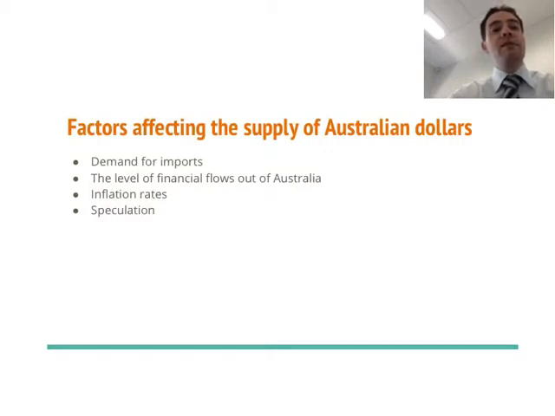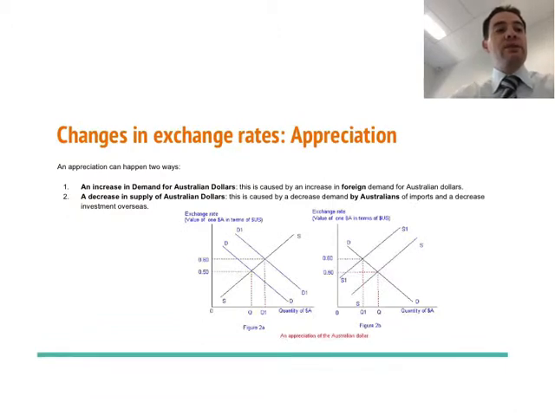Speculation is those people who are buying and selling foreign currencies, trying to make money off it in the short term. So if there's an increase in speculation, the Australian dollar is going to go up, so people are going to flood the market and buy Australian dollars really quickly, and therefore affecting the supply of Australian dollars on the forex market. So this moves us on to changes in exchange rate and appreciation.